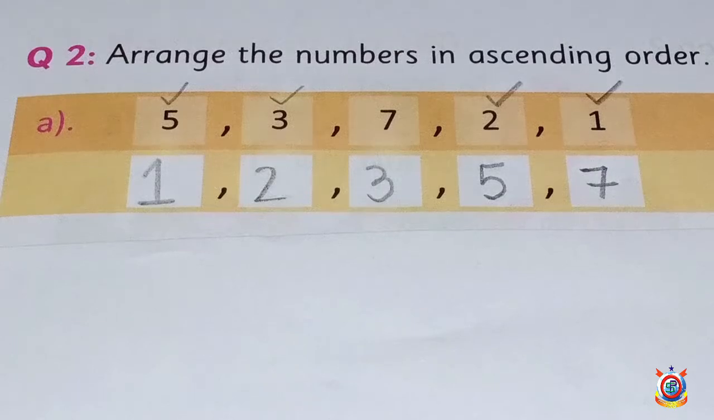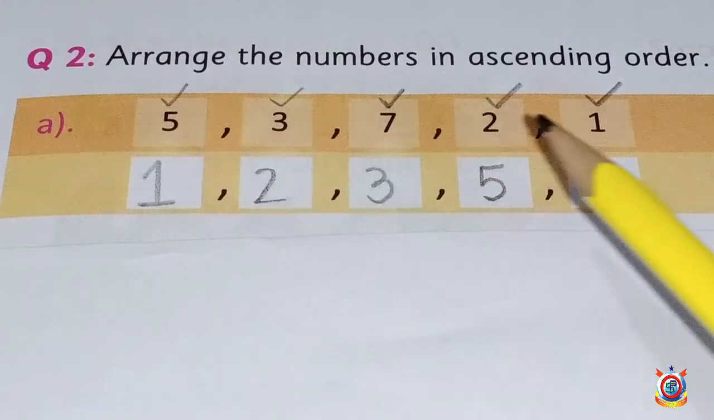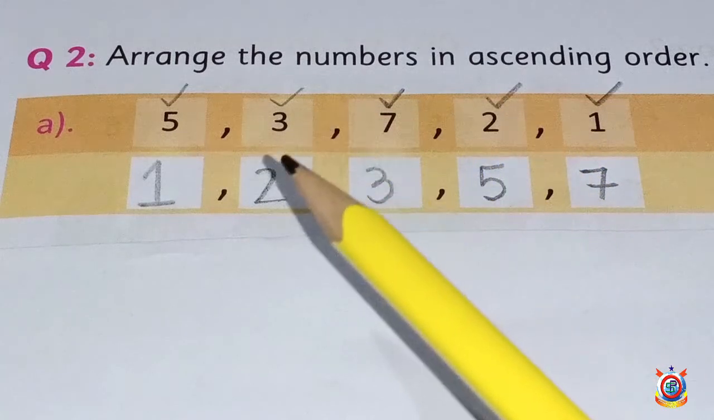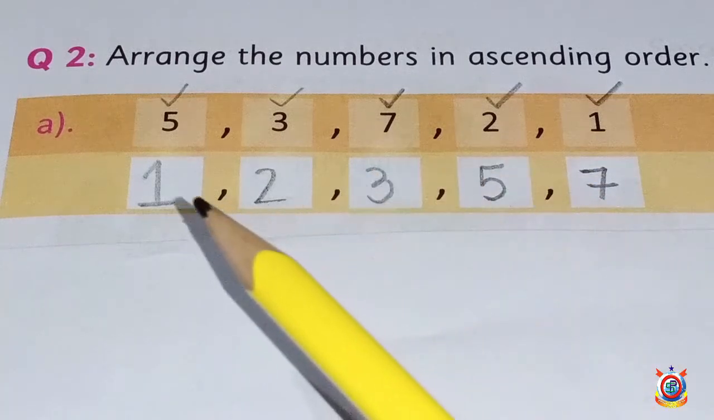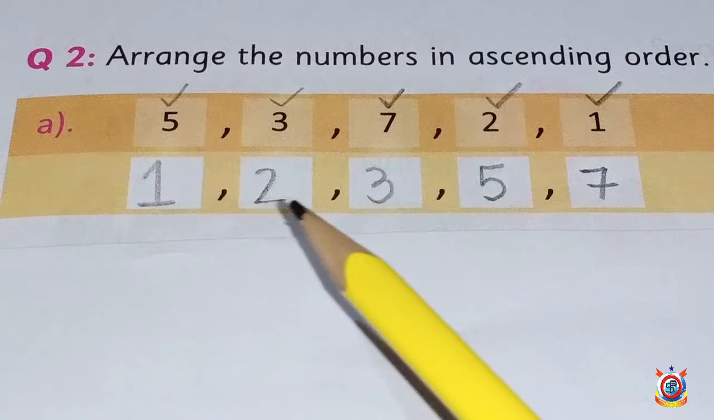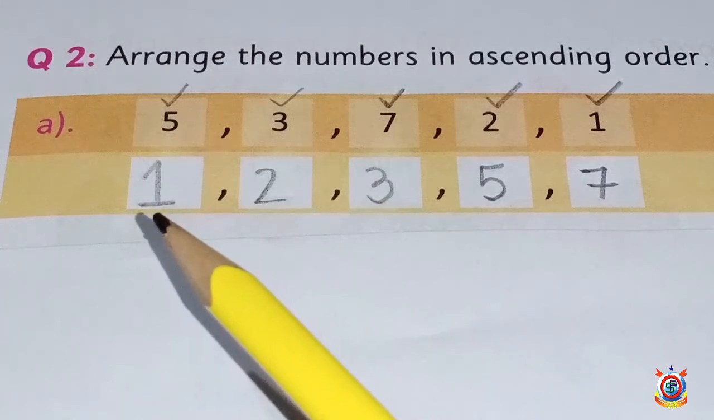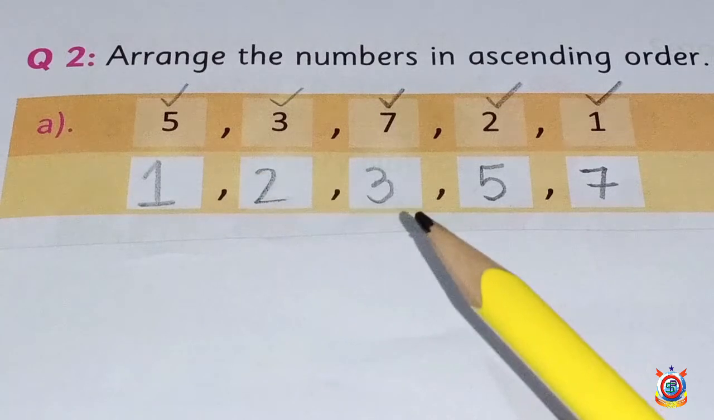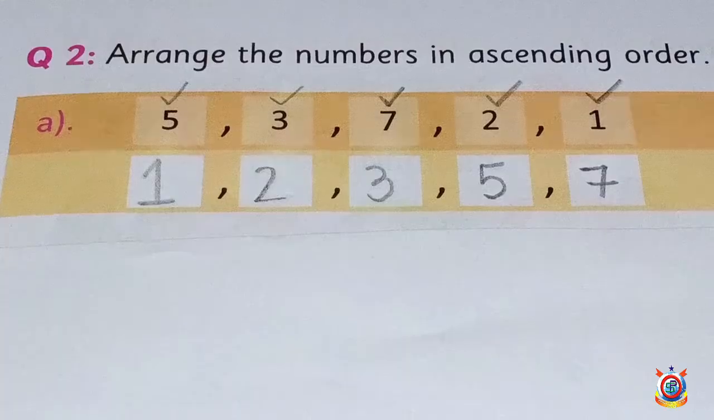Okay, students. Now you can see that we have used all these numbers because there is a tick over each number. And we have also arranged these numbers in ascending order, starting from the smallest and moving towards the largest number. Smallest 1 and slowly moving towards the largest number: 1, 2, 3, 5, 7. Very good. Now let's move towards part B.